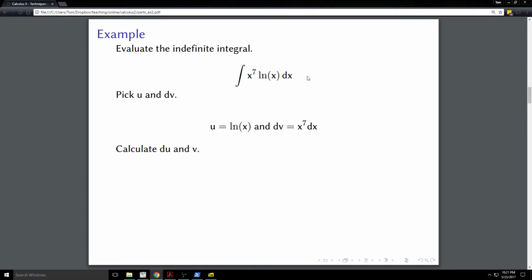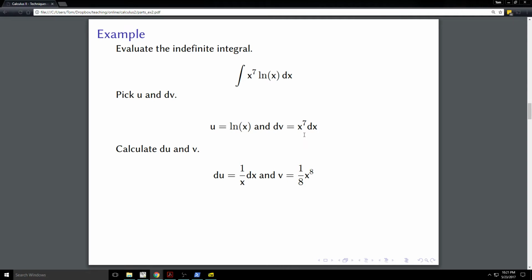Next up, calculate your du and your v. So for the du, I would take the derivative. The derivative of ln x is 1 over x, so I get du is 1 over x dx. And to calculate my v, I would integrate. So I would integrate 1 dv, that would be just v.